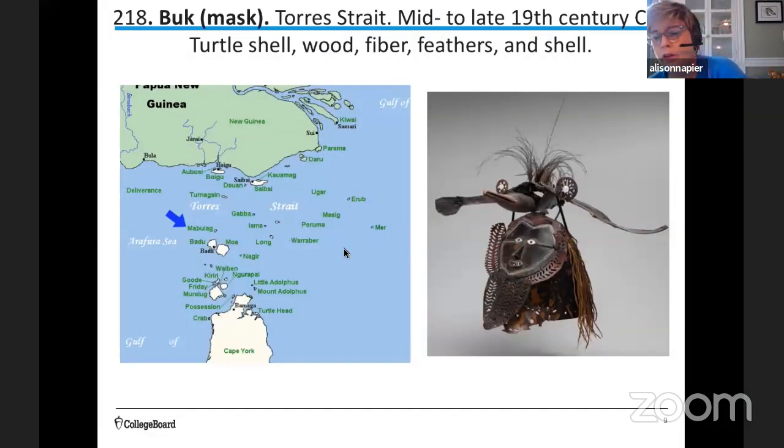So we start in content area 9 with the book mask. And this mask comes from the Torres Strait region in the Pacific. The Torres Strait is this body of water here between Papua New Guinea and Australia, and there are hundreds of islands in here. Some of them are so small that they aren't even terribly visible on this map. Most of them are actually uninhabited.